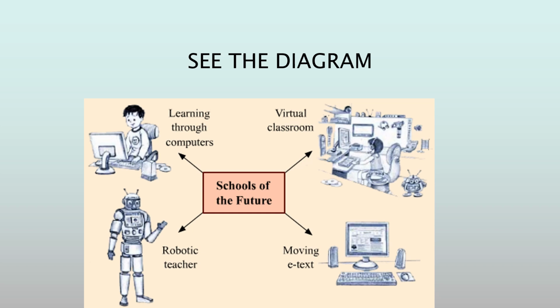So robotic teacher. Now the human teacher will be replaced by a robotic teacher, says Isaac Asimov in the story The Fun They Had. And the moving e-text, as I already told you, the books will be replaced by a computer. So the students of the future will learn through computers with moving e-text.